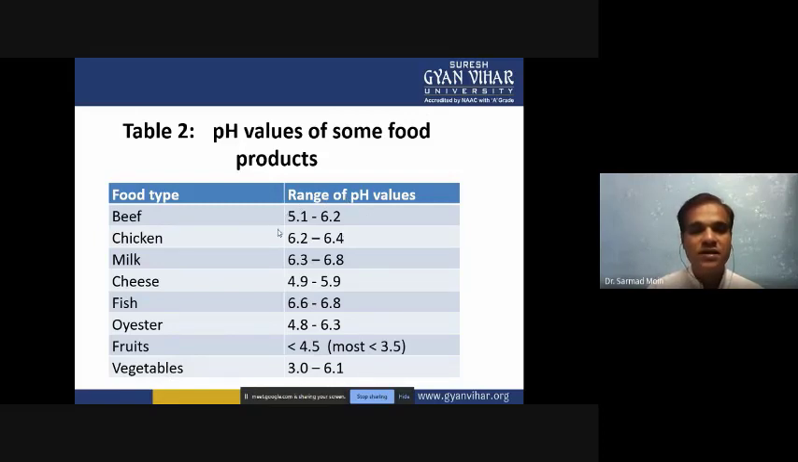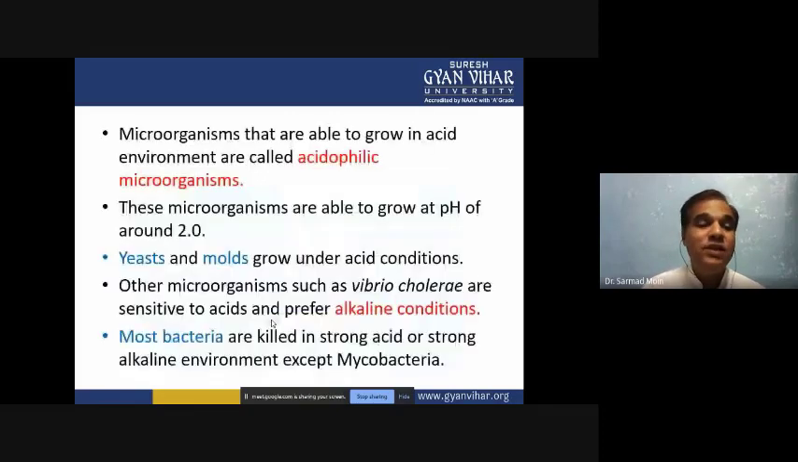So most of the food material we eat has an acidic environment or acidic pH, and many bacteria can easily utilize these food products because they can grow at low pH. Acidophilic microorganisms like the acidic environment, and many foods have an acidic environment. That's why these acidophilic microorganisms can spoil the food material. Yeasts and molds grow under acid conditions. Many molds and yeasts grow in acidic conditions, so these foods can be easily destroyed by yeasts and molds.